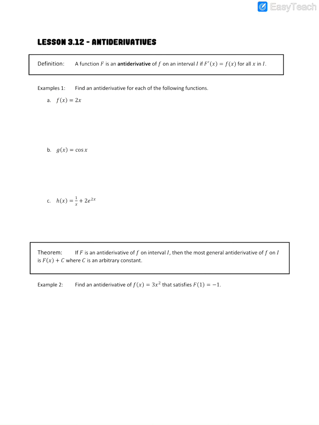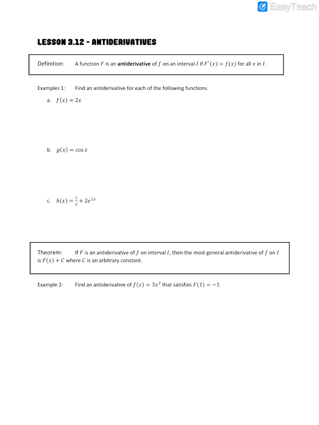So today we are starting antiderivatives. So let's read the definition here at the top. A function capital F is an antiderivative of lowercase f on an interval I if the derivative of capital F is equal to lowercase f of x.